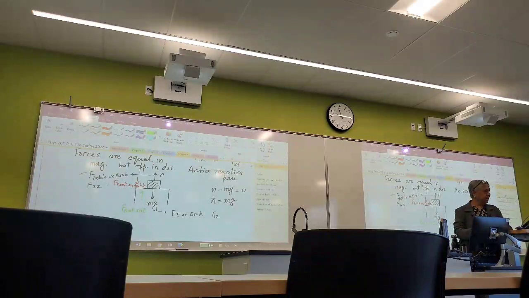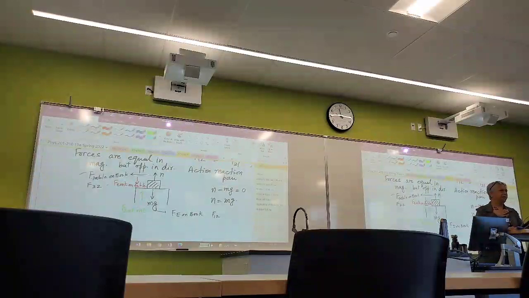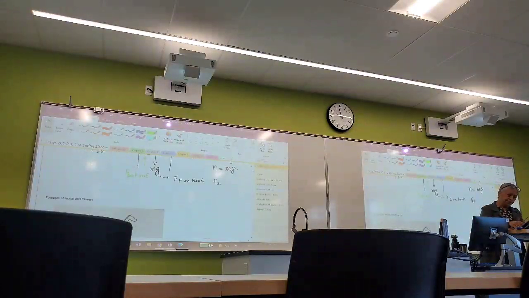For Newton's second law, I said all the forces acting on the book are the normal force and mg, and they are equal, and therefore the book does not move. Correct? If I consider the book alone, I don't have to worry about the action-reaction pair, right? Now, let's consider this.